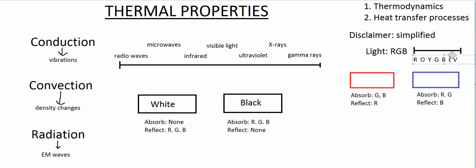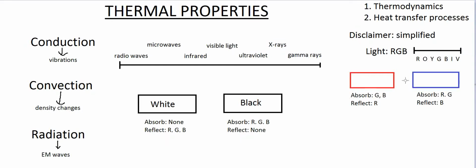Yeah, here's the spectrum of colors. So the sun, for example, emits light in all these seven colors.